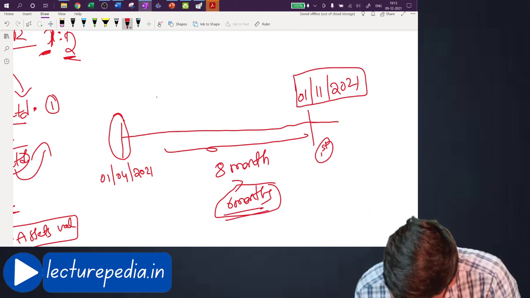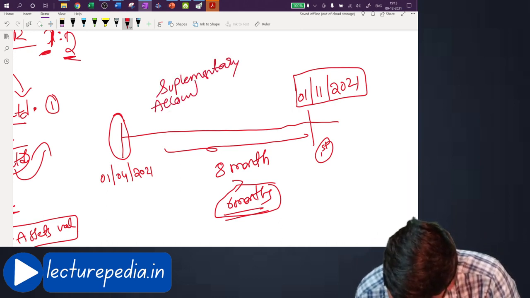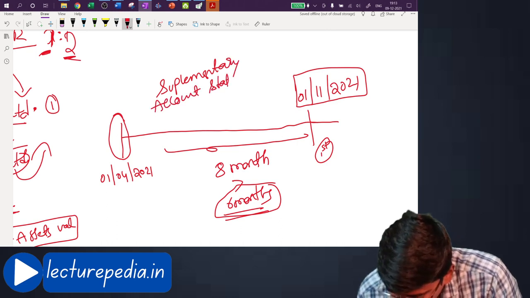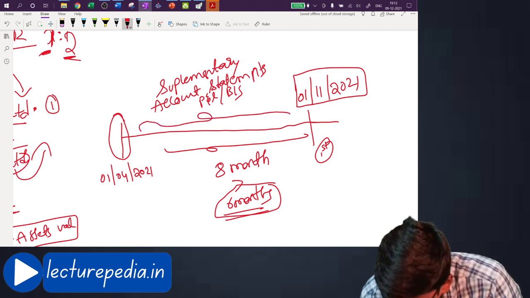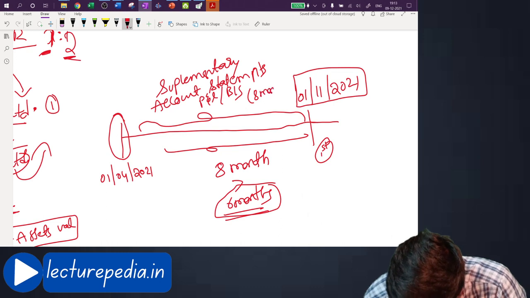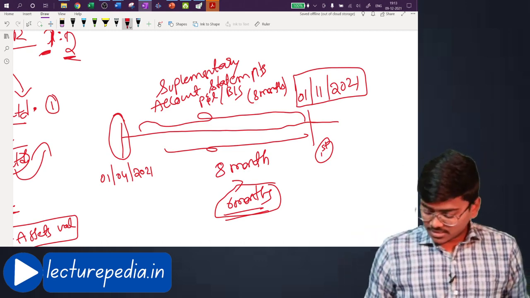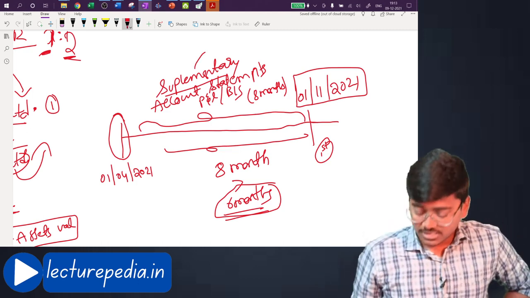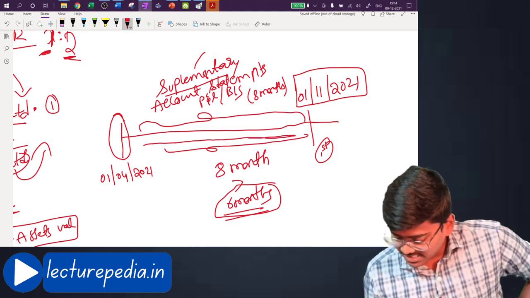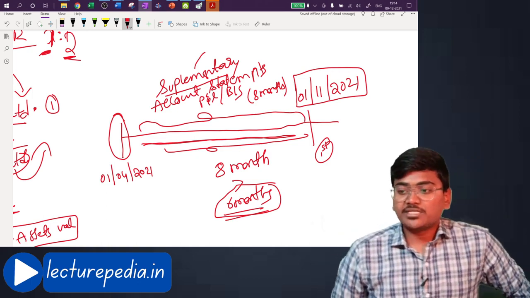company has to prepare supplementary account statement. Basically, supplementary account statement means you have to prepare profit and loss and balance sheet for this intervening period of 8 months, since it is more than 6 months. If the gap is less than 6 months, then this supplementary account statement is not necessary. This supplementary account statement includes transactions which have taken place during this intervening period. Hope you are clear with this concept of supplementary account statement.